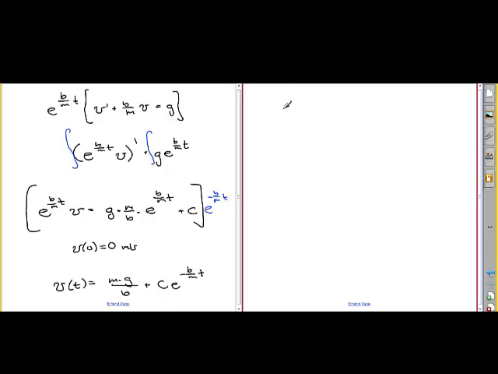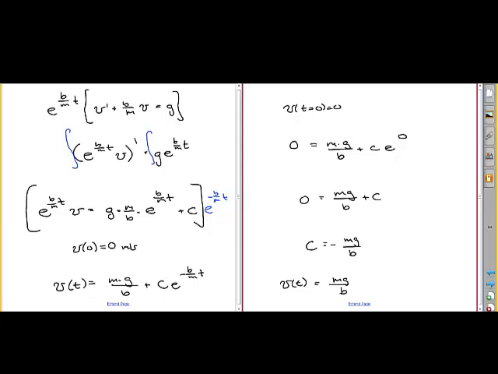So now we apply the initial condition, v of t equals 0 equals 0. So this goes to 0, and you get m times g over b plus c e to the 0 power, because I have t equals 0, so the whole exponent here is 0. E to the 0 is 1. And if I solve for c, it's negative mg over b. So when I plug that back into my, this is called the general solution. What we're getting now is the particular solution.